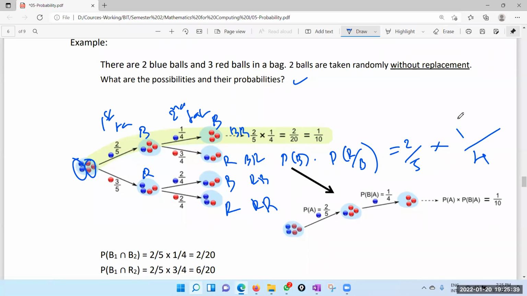1 out of 4. So similarly, you can multiply these things. Again, we are multiplying because that is conditional probability. P(A intersection B) is P(A) times P(B given A). Therefore, again, we can multiply, but in a different context. And that is called conditional probability.